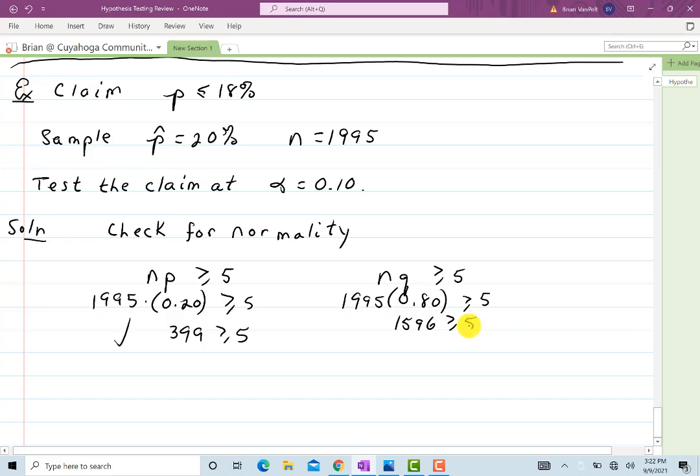And so I can now proceed to run the test because I know that we're dealing with the sample proportions being normally distributed. So let's go ahead and run our test with the classical method first.